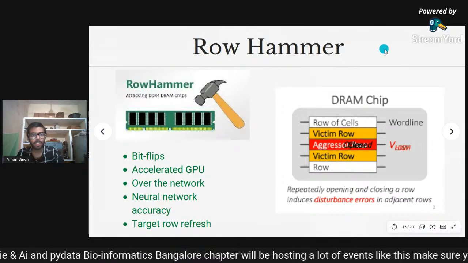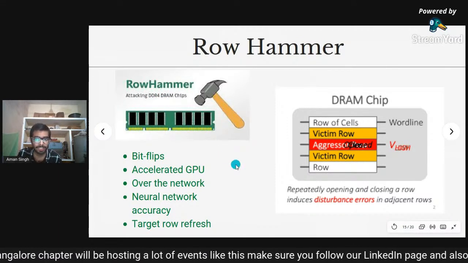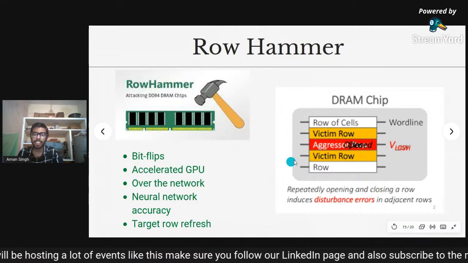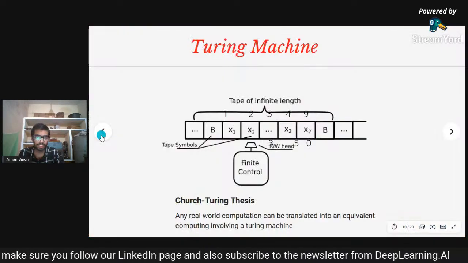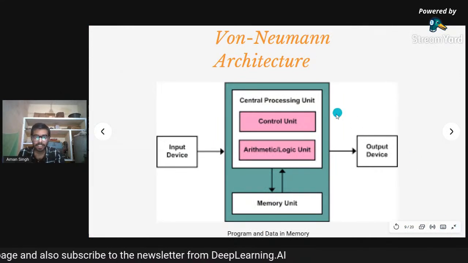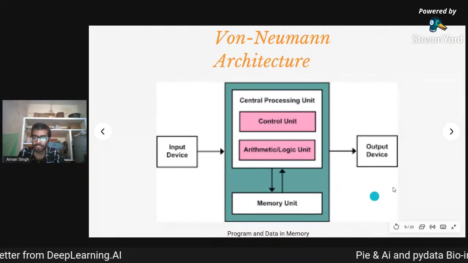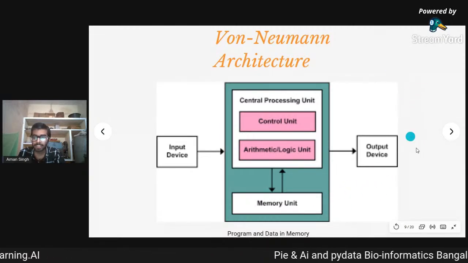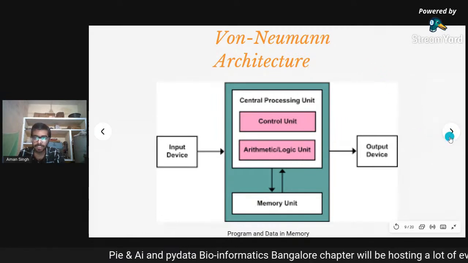There's a Row Hammer problem. It is related to when we study von Neumann architecture. Here, the memory unit consists of primary memory and secondary memory, but it is a linear array of cells, like a table.